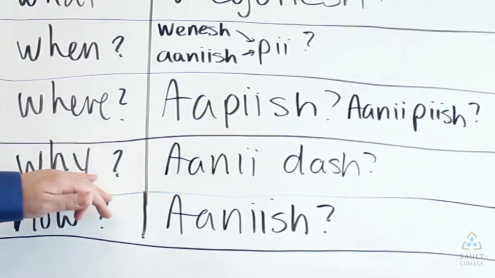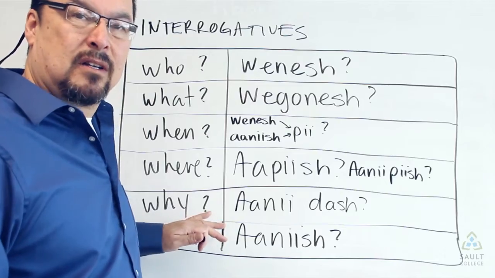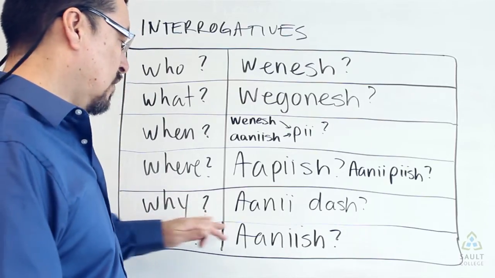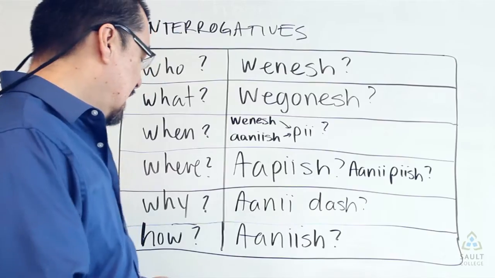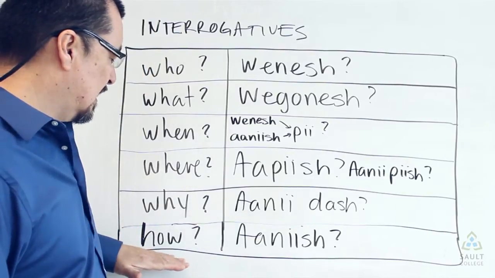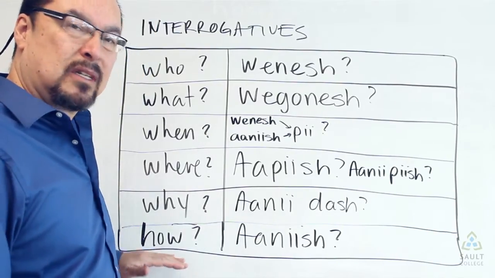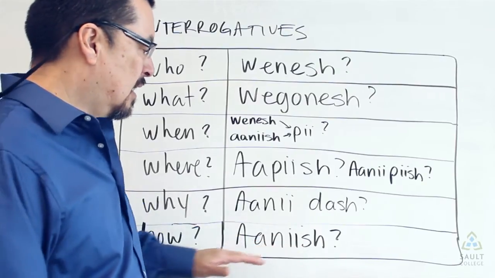Anidash. It sometimes means what for as well. You might ask what for. Anidash. And the big one, one of the big ones is how. Very important. How? Anish. Anish.